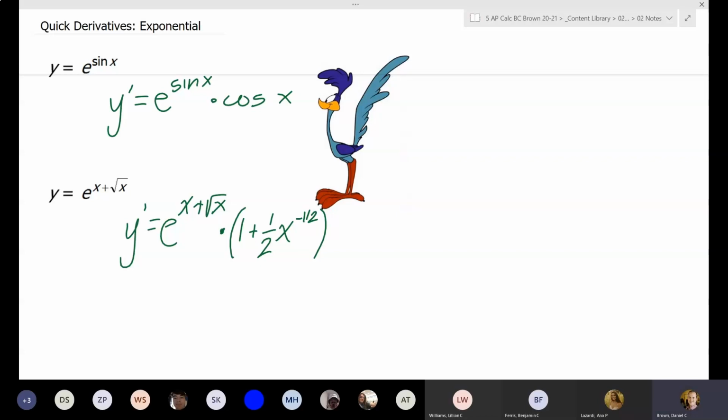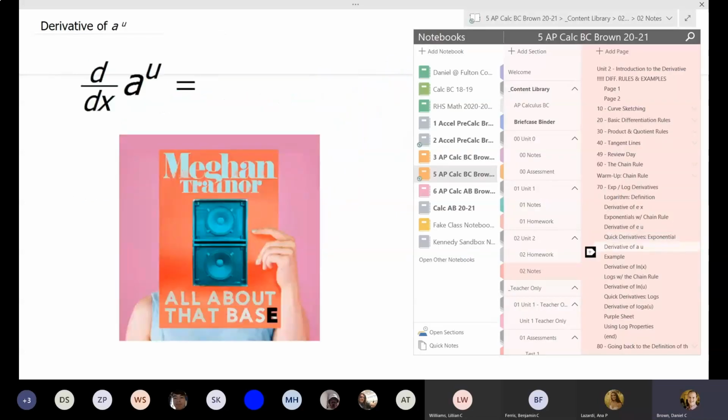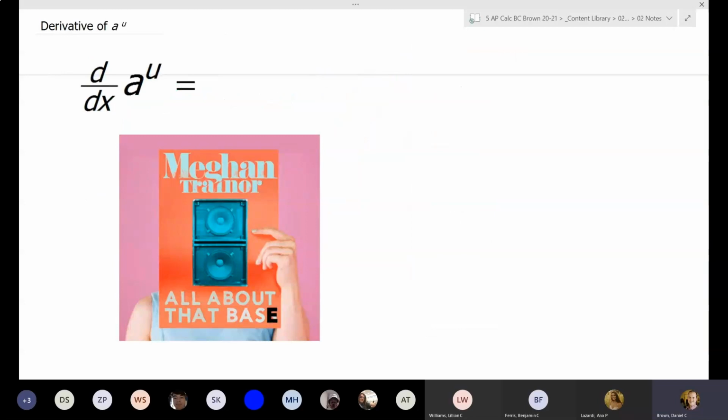All right, so that rule is important. It just works when the base is e. When the base is something else, we do have to adjust the rule slightly. So this is going to be the derivative of a to the u, where a right here is a constant. It is greater than 0, but not equal to 1. Because of course, if you have 1 raised to something, then it kind of has a different derivative.